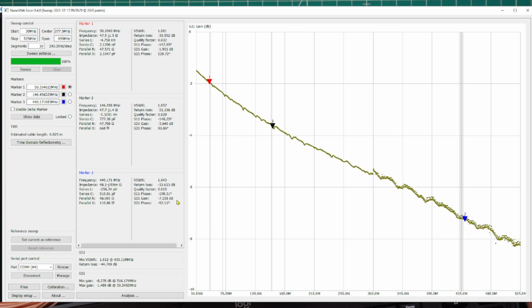Anyhow, that's really it for this particular video. I wanted to show how you can measure coaxial cable and then make a determination if this cable from a loss standpoint is appropriate for your use case.